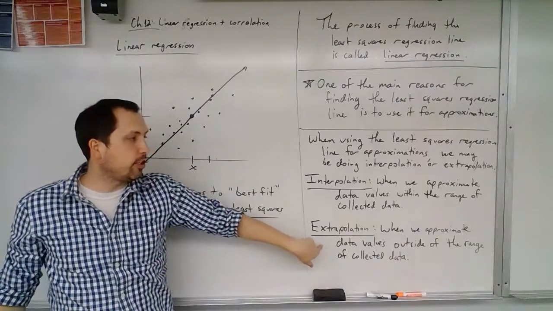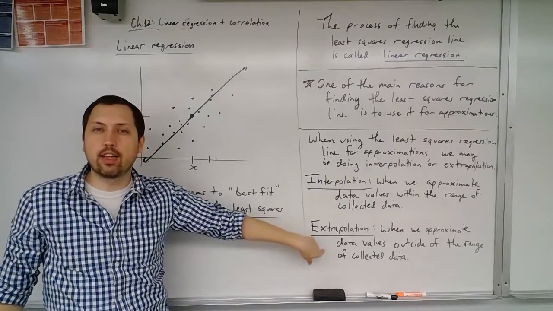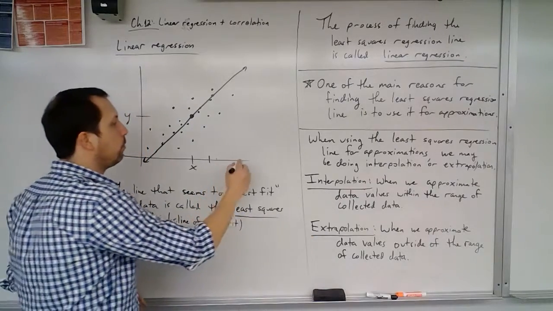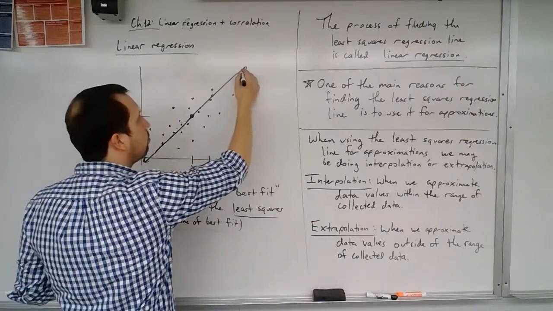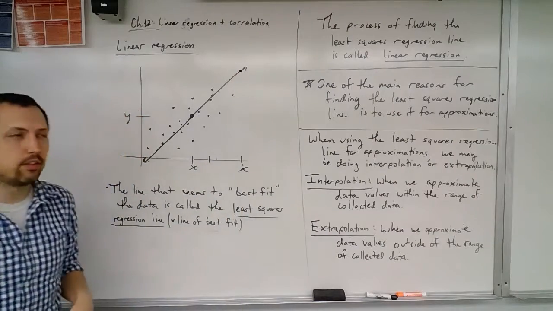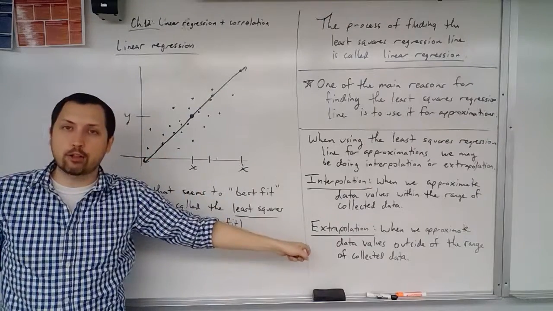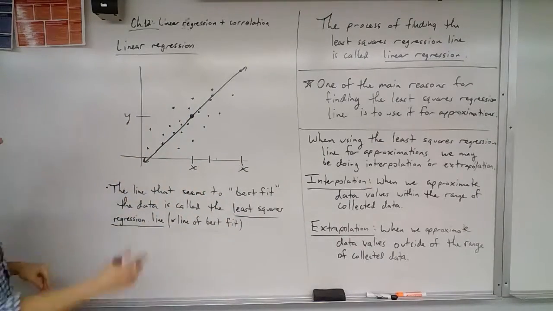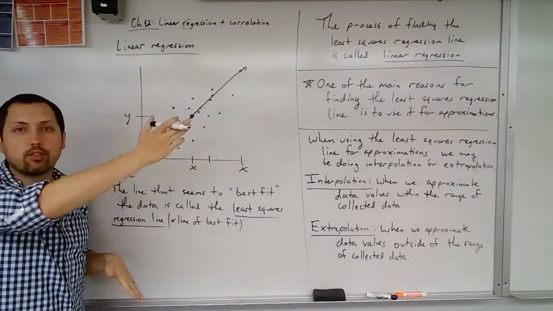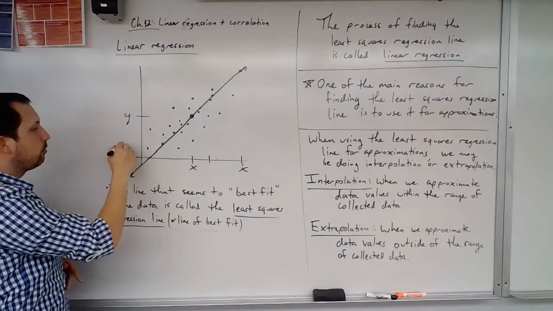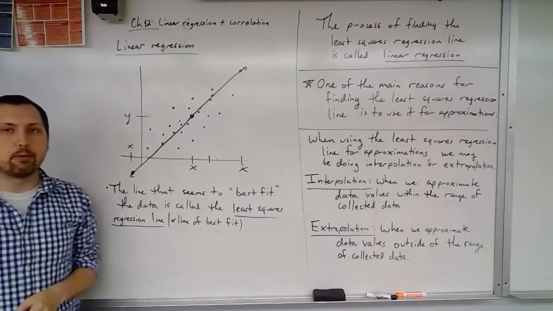Extrapolation, on the other hand, is when we approximate data values outside of the range of collected data. An example would be over here. If I had this x value, my approximated y value would be this. This process of getting the approximation is called extrapolation. Or if I went in the other direction, because mathematically lines keep going in both directions forever, and I wanted to find this value over here, I would approximate that it would be this. And this, again, would be extrapolation.